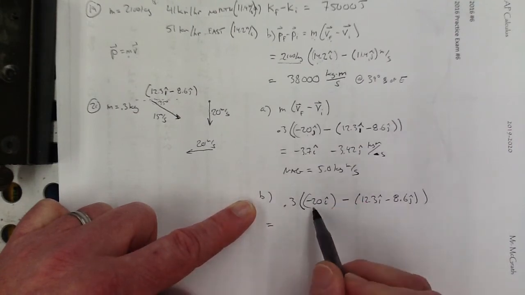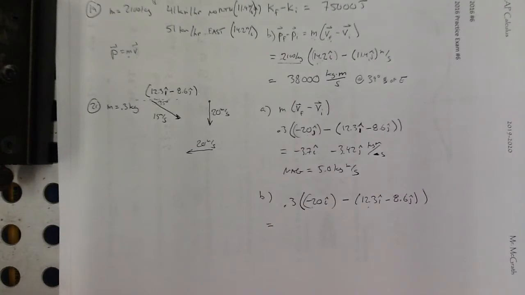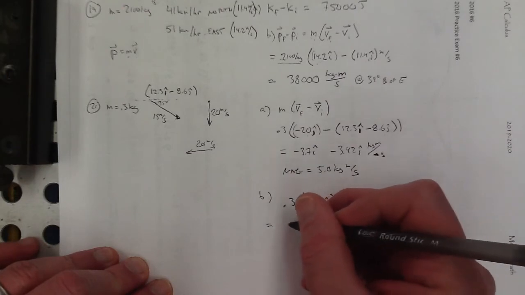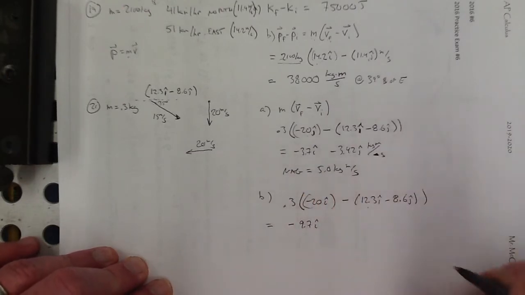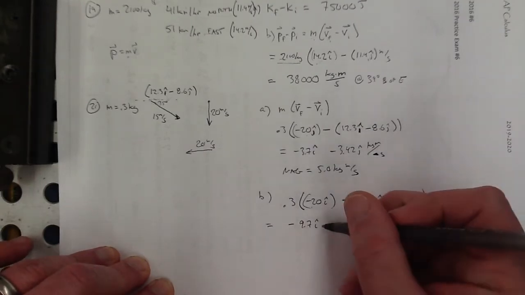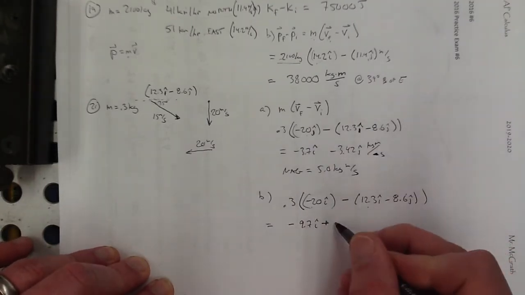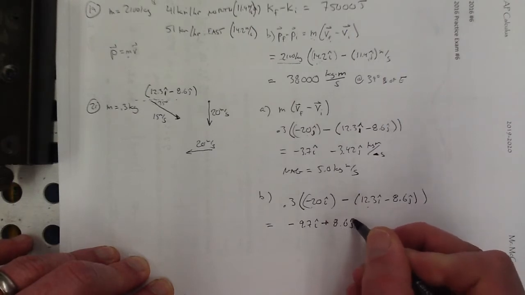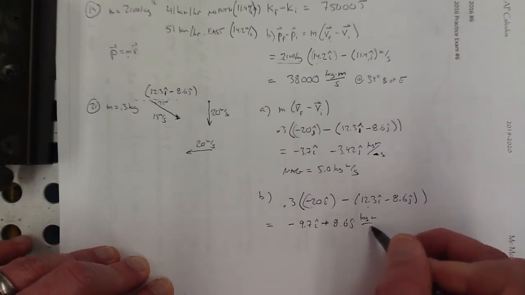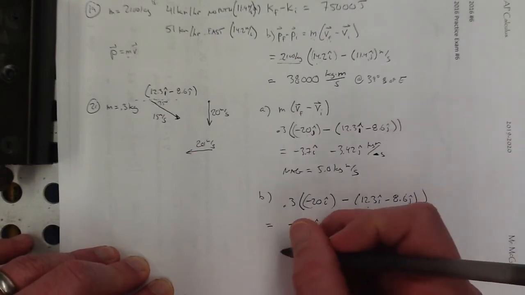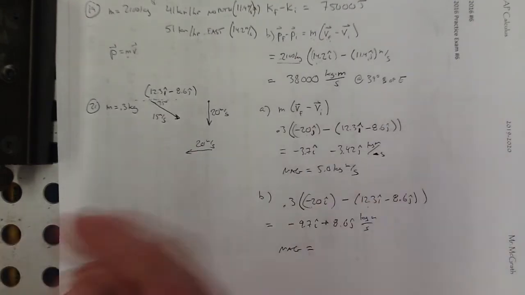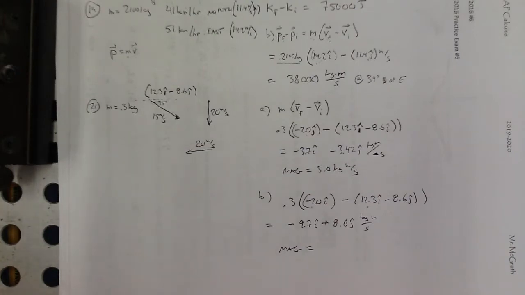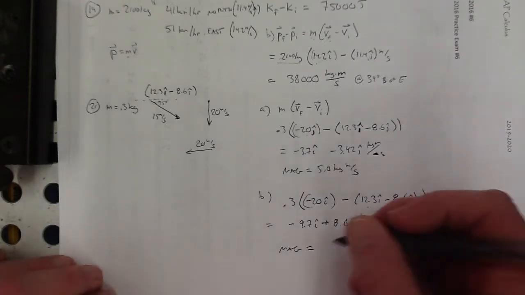Okay, so here, now I've got minus 20 minus 12.3 times 0.3. That's minus 9.7i. And then the j component is plus 8.6j kilogram meters per second. And that has a magnitude of 9.7 squared plus 8.6 squared, which is about 13.